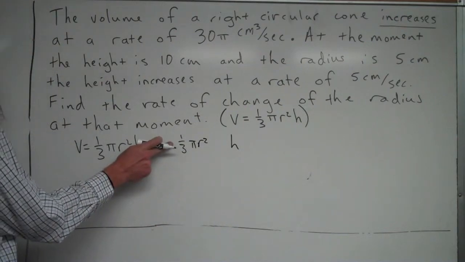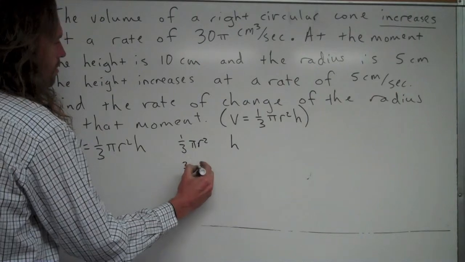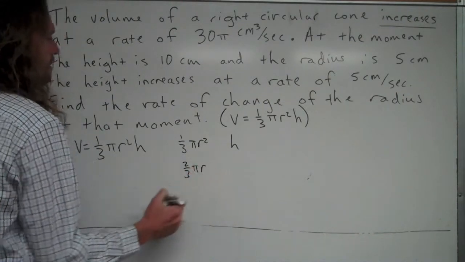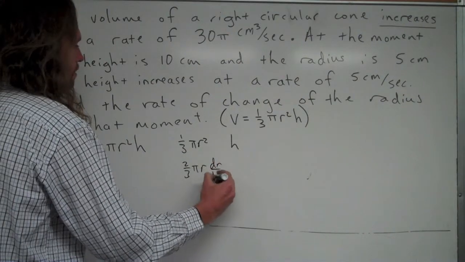So the product rule says, take the derivative of this one, so it's going to be 2/3 pi r. Since I'm doing related rates, I have to multiply times dr over dt.